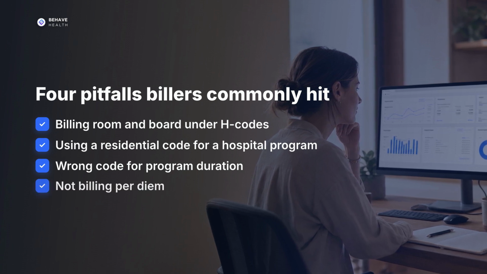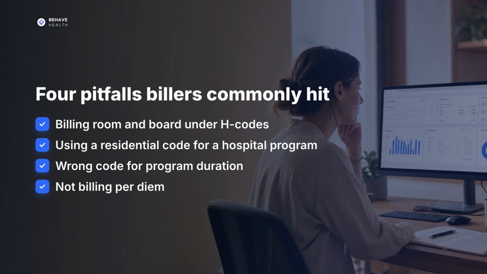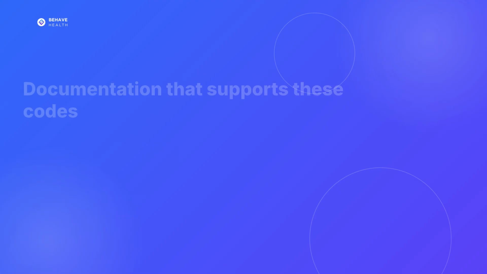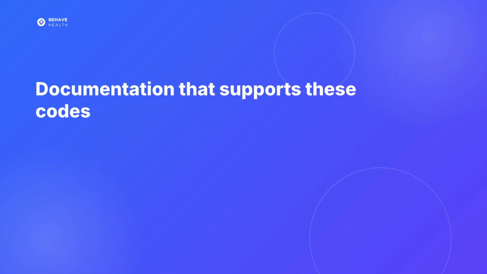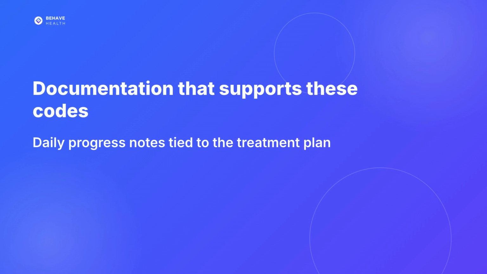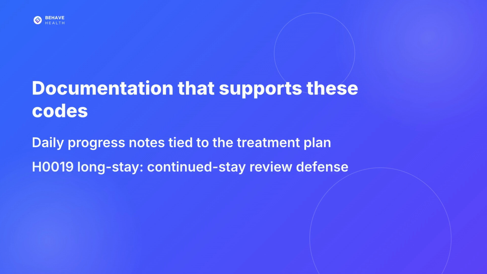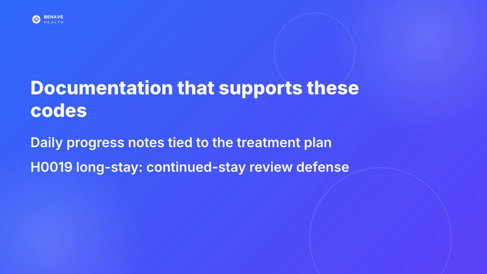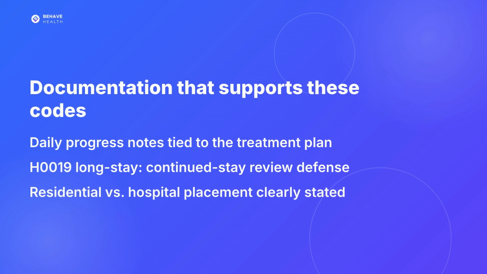These codes are per diem. Submit 1 claim per day of service, not per admission or per week. The right code is only half the equation. Documentation must support the level and duration of care billed. Notes should link interventions to the client's active ICD-10 diagnosis and show measurable progress against the treatment plan. For 60, 90, and 120-day H0019 authorizations, strong daily notes are what defend continued stay review. The record must clearly reflect that the patient is in a residential, not hospital-based or acute care, setting.